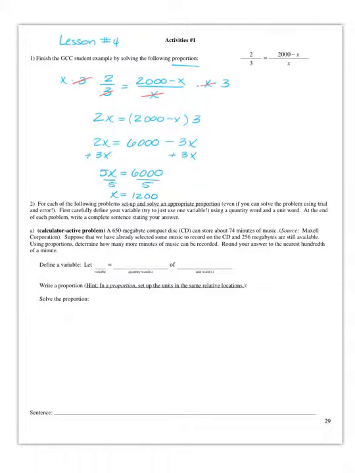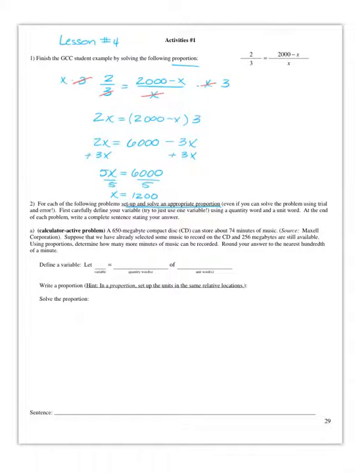In the next problem, we are going to set up and solve proportions. It's going to be important that we set up proportions to solve these problems. We're also going to be careful and define a variable. A 650 megabyte CD can store about 74 minutes of music. Suppose that we've already selected some music to record on the CD and 256 megabytes are still available. Use a proportion to determine how many more minutes can be recorded.